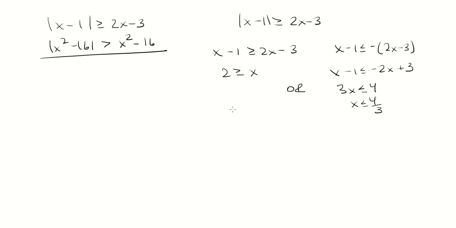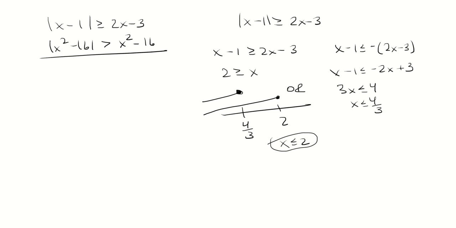So if we draw a number line, this is going to be an or because it's greater than or equal to. So we have x is less than or equal to 4/3, or x is less than or equal to 2. An or combines these two, so that means x has to be less than or equal to 2. That's the solution from the first inequality.